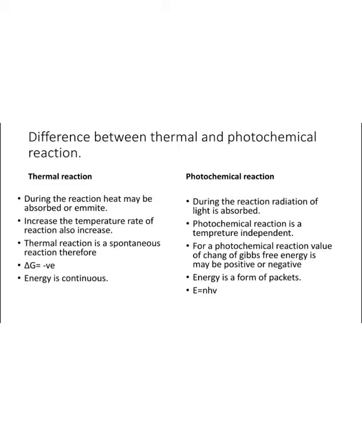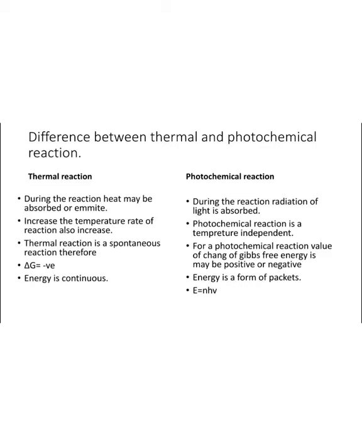In a thermal reaction, the reaction is spontaneous, therefore delta G is negative. Natural reactions are always spontaneous, and a spontaneous reaction always has a negative delta G. For a photochemical reaction, the change in Gibbs free energy may be positive or negative, because a photochemical reaction requires light. If light is not present, then the reaction is non-spontaneous. A non-spontaneous reaction always has a positive delta G, and a spontaneous reaction always has a negative delta G. Negative delta G means the reaction is spontaneous or at equilibrium.